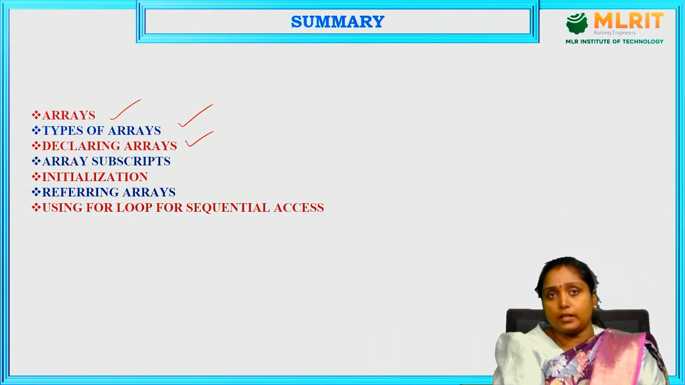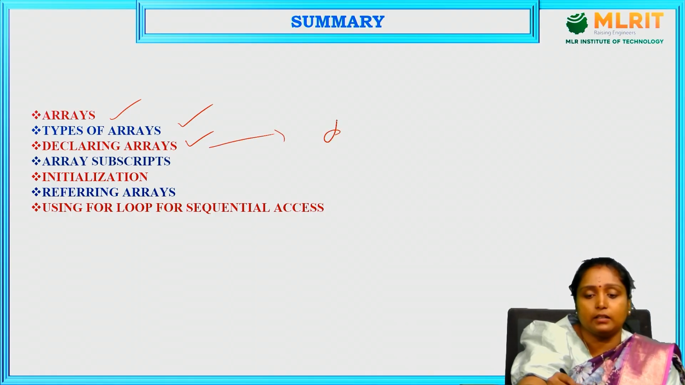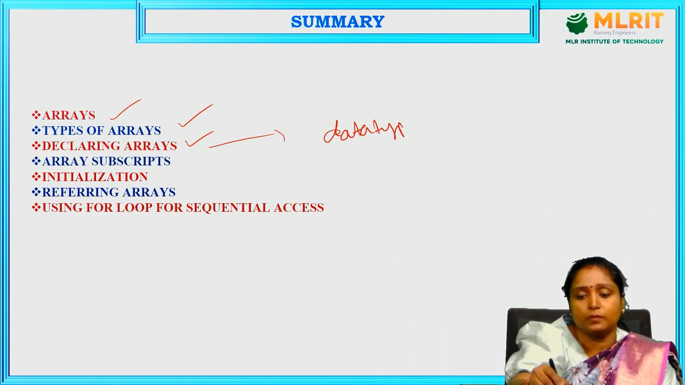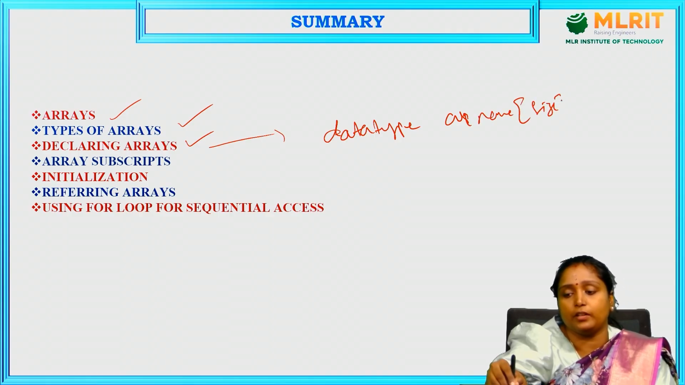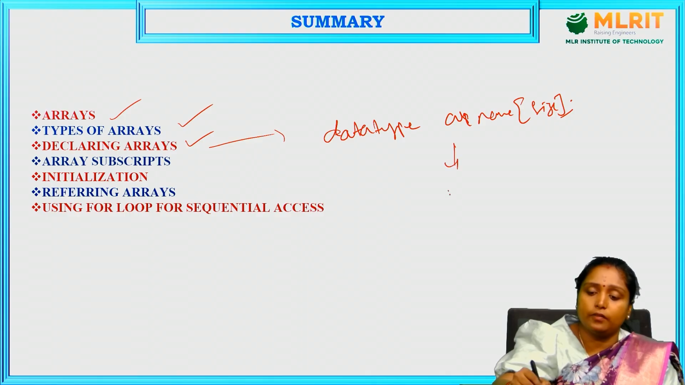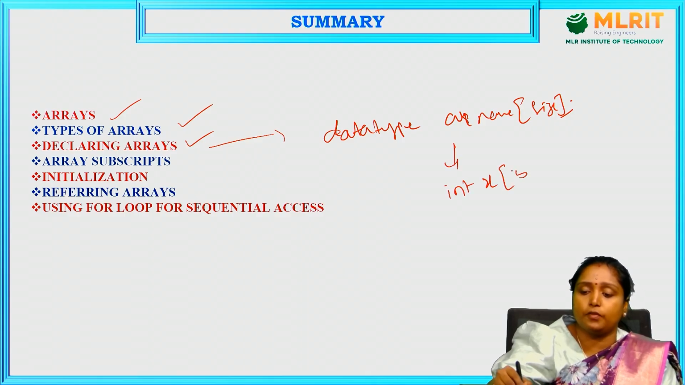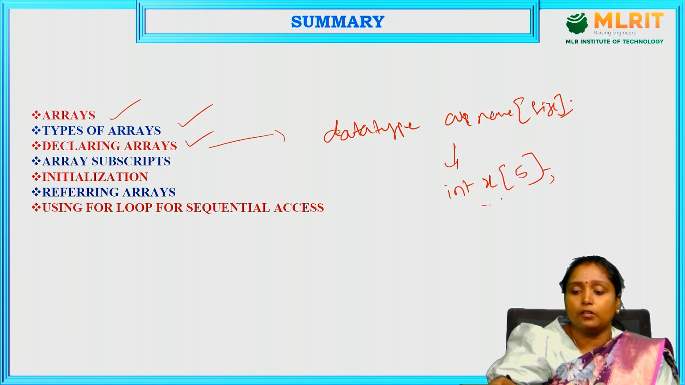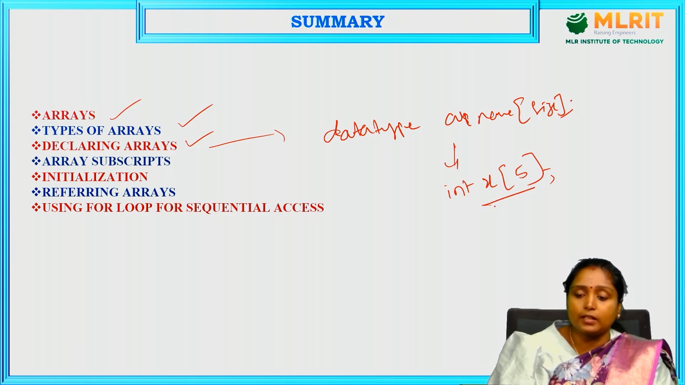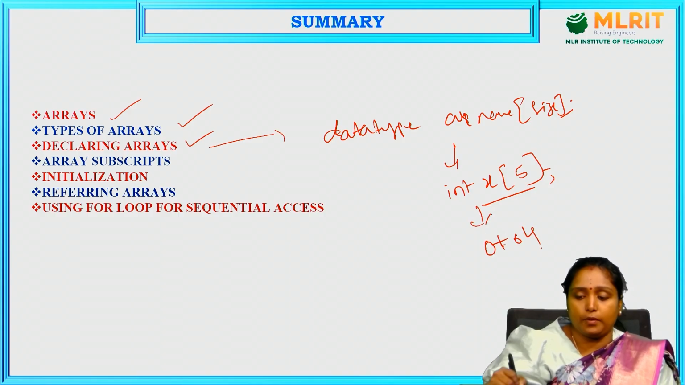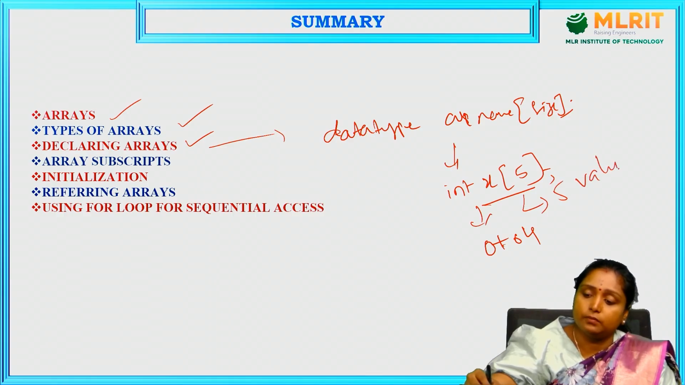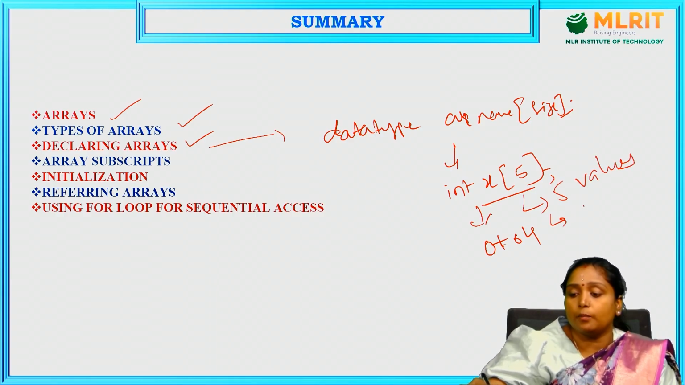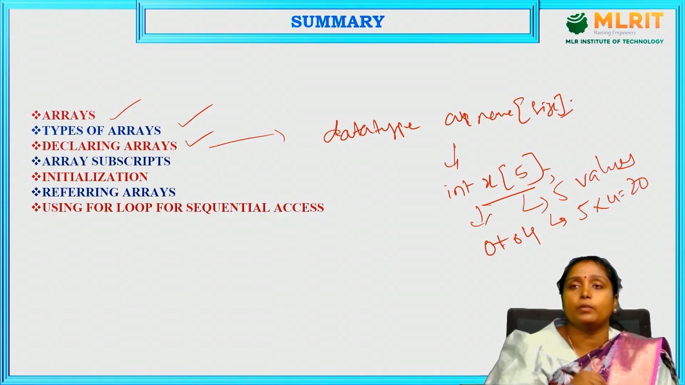You can declare a single dimensional array as data type, array name, followed by subscripts. In the subscripts we have the size. So here we can take it as int x[5]. Like this we can declare. This x can hold 5 values at a time, and the index values are from 0 to 4. It can hold 5 values, and memory is 5 into 4, which is 20 bytes.